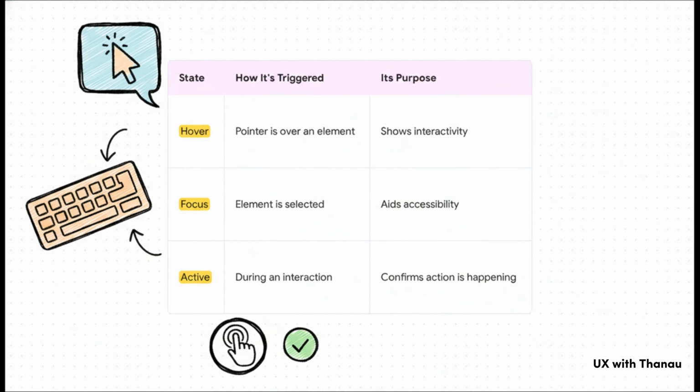And that split second when you're actually clicking down on the button, that's the active state, confirming, yep, you're pressing me right now. When an app misses these, it's just a classic sign of a clumsy user experience.